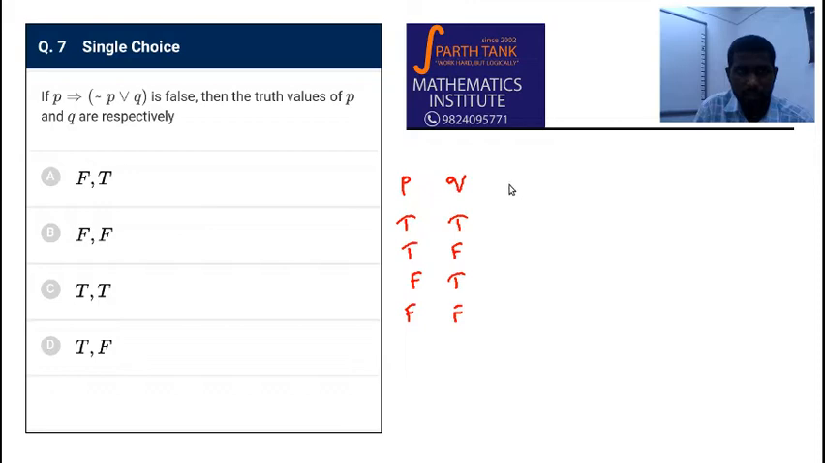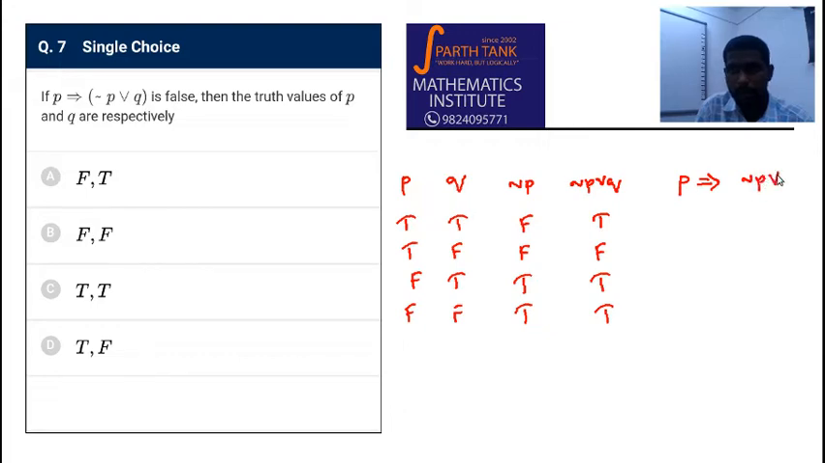Now we need not P, and then we'll do not P or Q. Now not P is false, false, true, true. Now not P or Q, true or false is true, false or false is false, true or true is true, false or true is also true. So not P or Q is done, and then now we have to do P implies not P or Q.